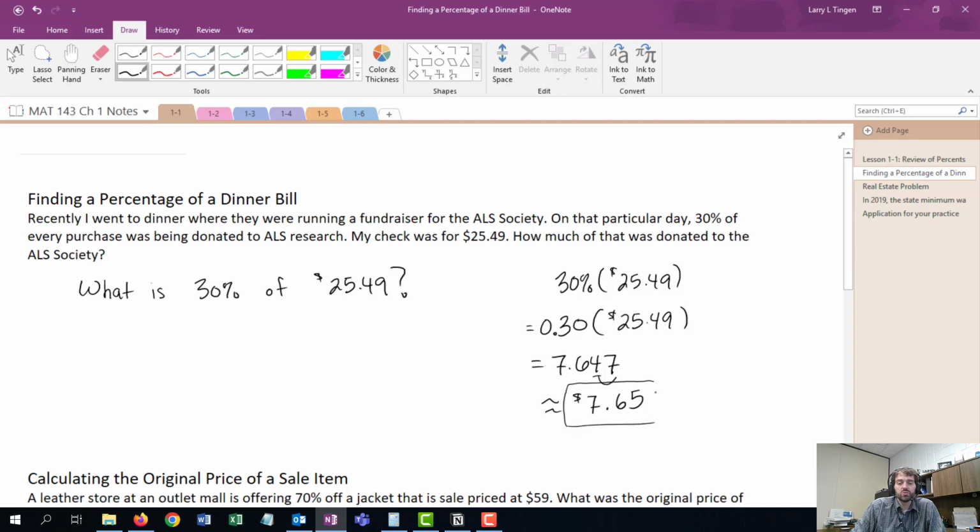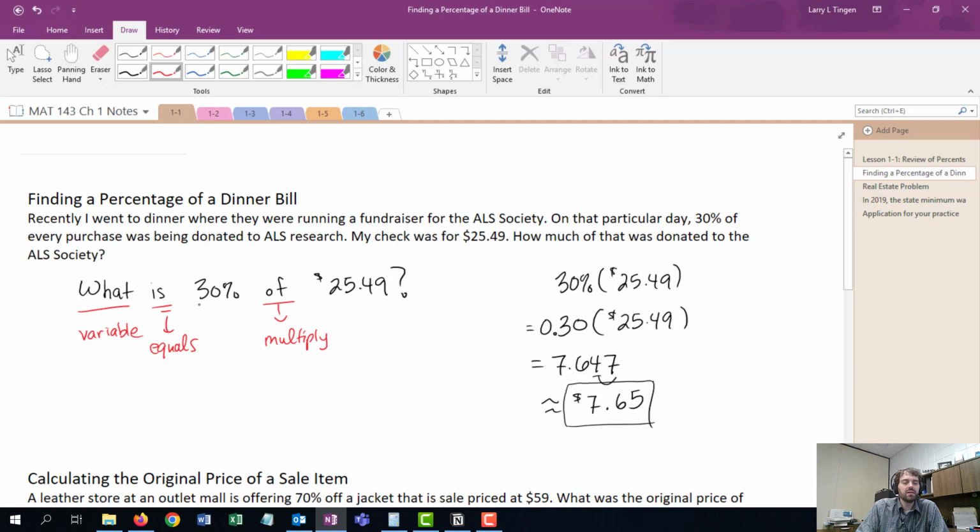Now, that's a direct way to find it, if you have a problem that's just saying what is a certain percentage of a number. If you want to break this down algebraically, we have some key words going on here. What means the variable, or the thing we're solving for. Is means equals. 30% of means multiply.